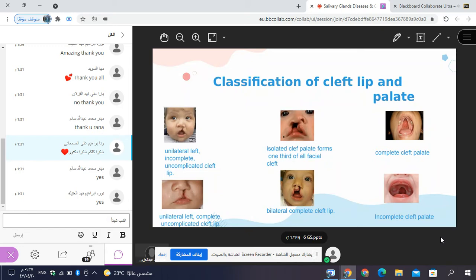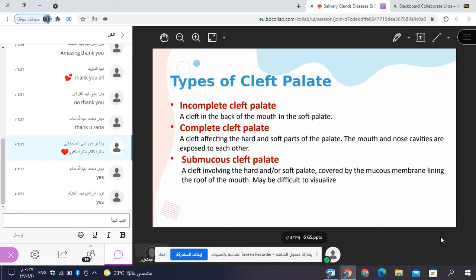In the third picture, we have complete cleft palate and incomplete cleft palate. Incomplete cleft palate is a cleft in the back of the mouth, in the soft tissue of the soft palate. Complete cleft palate is a cleft affecting the hard and soft parts of the palate, and the mouth and nose cavities are exposed to each other. The third type of cleft palate is submucosal cleft, which is in the hard or soft palate, covered by the membrane lining the roof of the mouth.